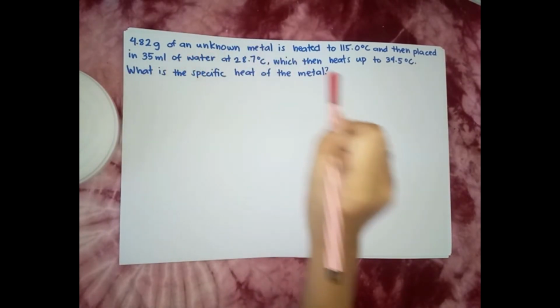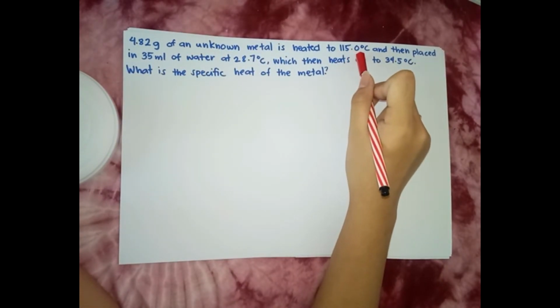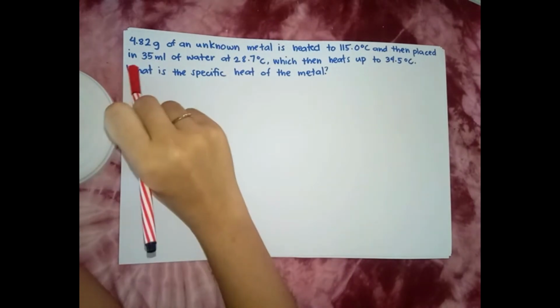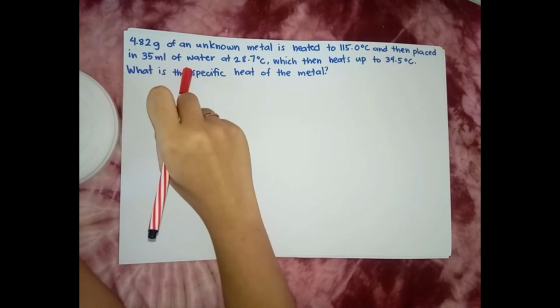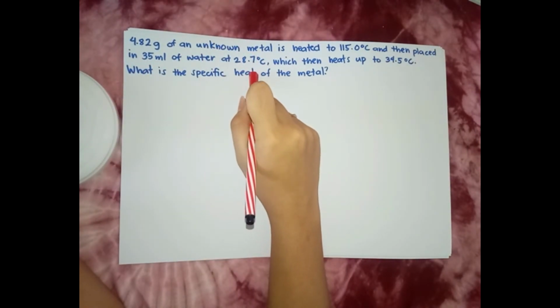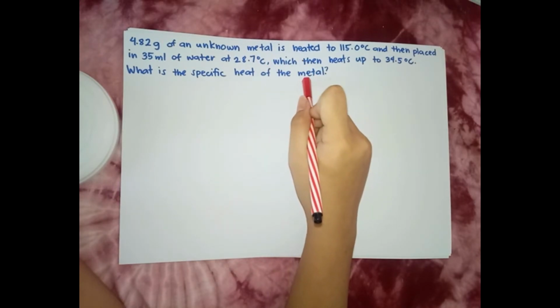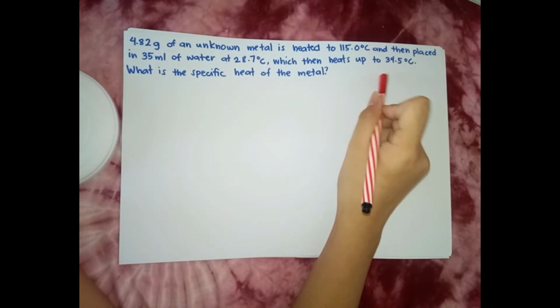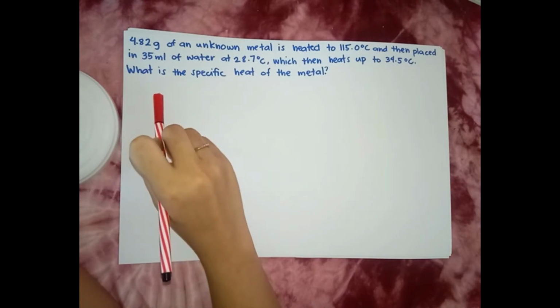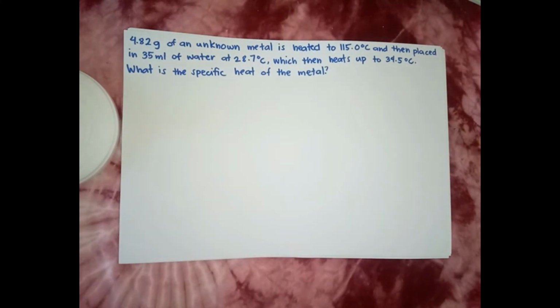4.82 grams of an unknown metal is heated to 115.0 degrees Celsius, then placed in 35 ml of water at 28.7 degrees Celsius, which then heats up to 34.5 degrees Celsius. What is the specific heat of the metal?